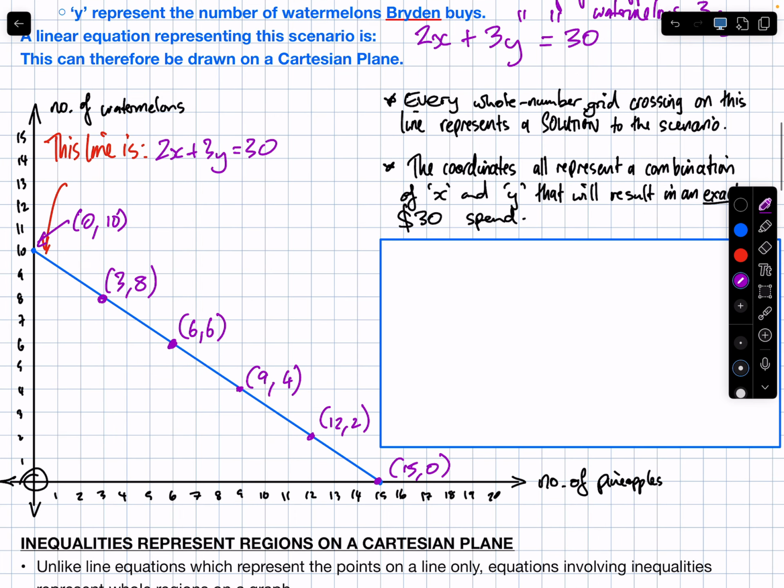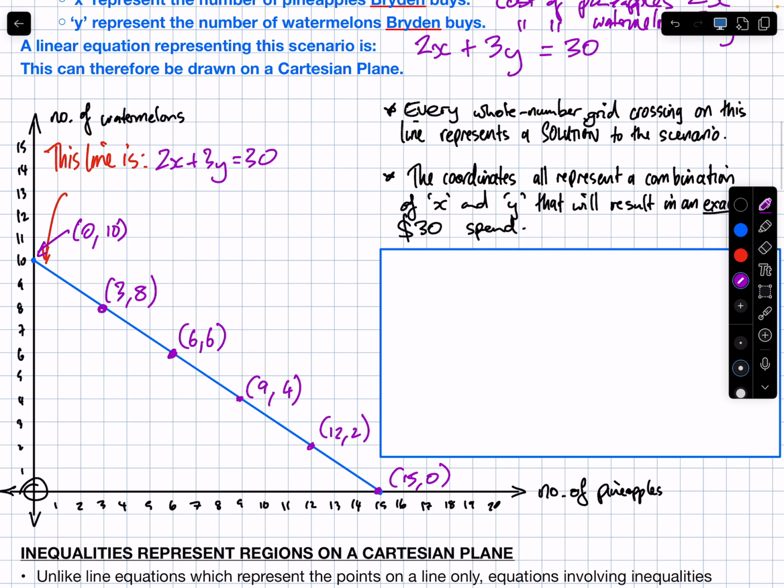15, the x-axis represents the number of pineapples. How much do pineapples cost? $2. So would it be possible in Bryden's scenario to buy 15 $2 things for $30? Is that the solution? That's what this equation is telling you.